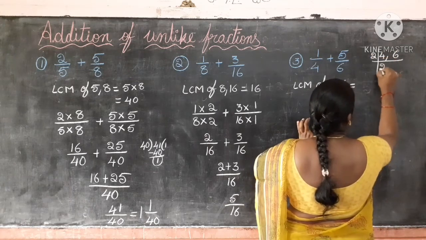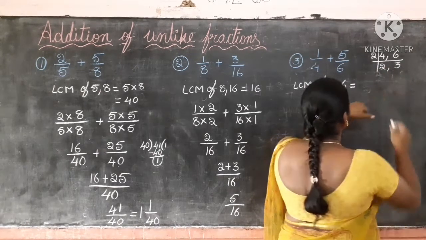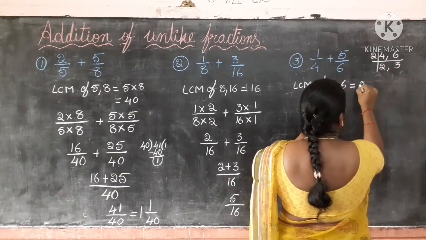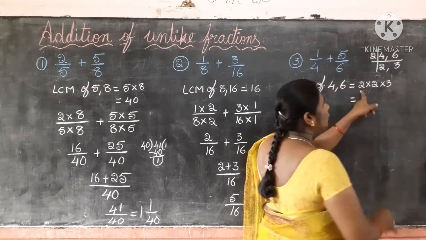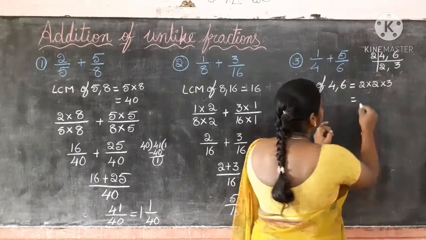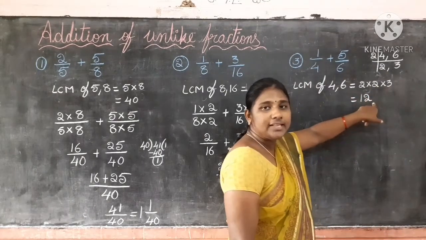2 table. 2 2s are 4, 2 3s are 6. Again these will come in same table? No. So 2 into 2 into 3. How much? 2 2s are 4. 4 3s are 12. 12 is the LCM.